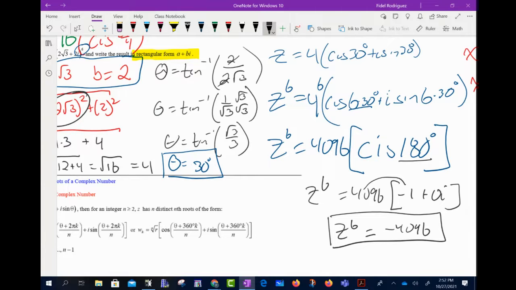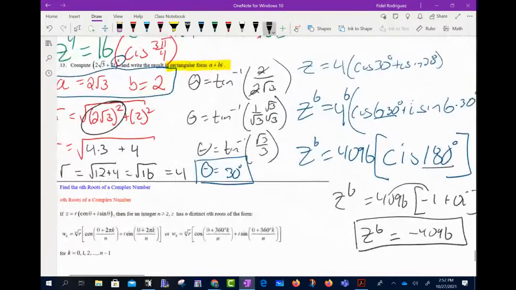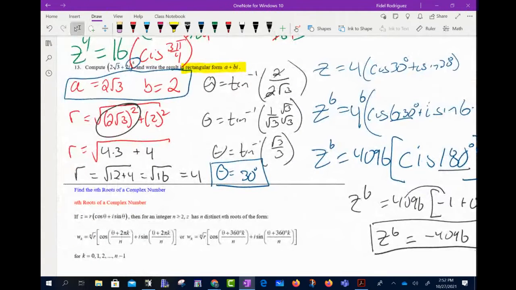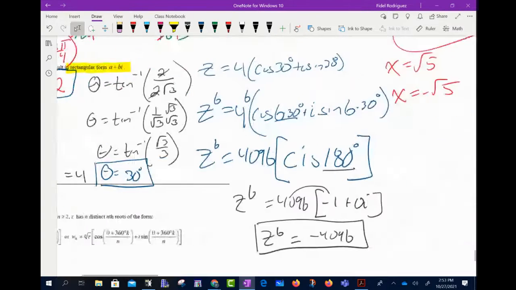All right, let me ask you another question. When we had our number from the get-go, was our number in rectangular or was it in polar form? It was in rectangular, right? What did we do? We converted it to polar, and then once we did that, we went back to rectangular, right? Sometimes people say, why don't we just try to deal with it in rectangular to begin with? Because I want to show you all something.